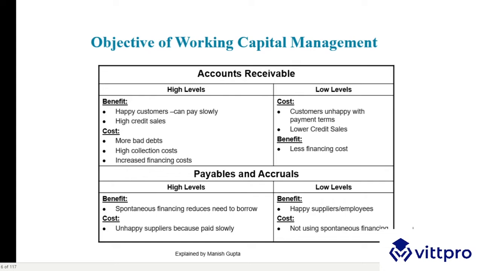But a low level of accounts receivable again reduces the financing cost, reduces the risk of bad debt, reduces the collection cost, but increases the level of unhappiness among customers, who have to pay faster. And if your competitor is offering credit and you are not, and there's not much difference in the services, the customer will always go for the one who is giving credit, even though they may be paying slightly more.